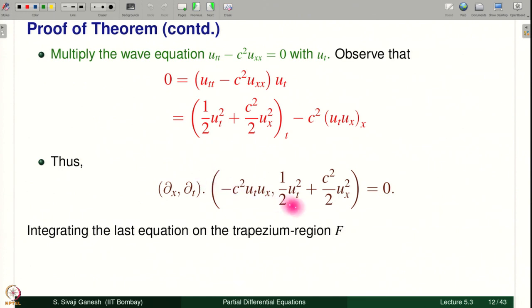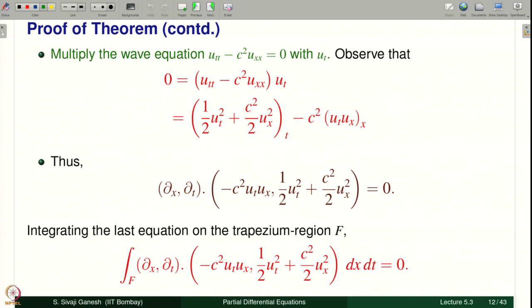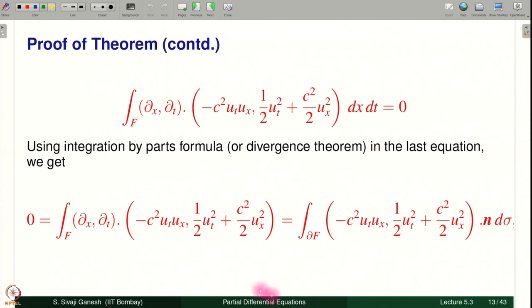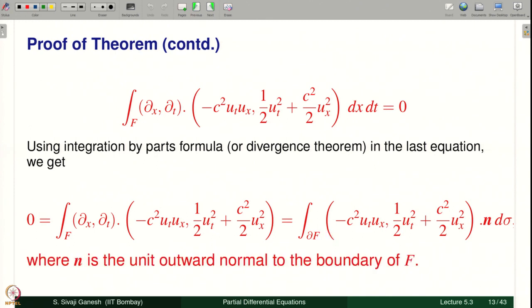Now, integrate this equation on the trapezium region that we have indicated on the previous slide, you get this. Now, we are ready to do integration by parts or apply Green's theorem, and the divergence will be converted to something else. So, what we get is that this divergence, of course, it is equal to 0, is now converted to an integral on the boundary of F. F is the trapezium region, and this becomes the integrand dot n d sigma, n is the outward unit normal to the points of the boundary of F. Of course, that varies from point to point on the boundary of F.